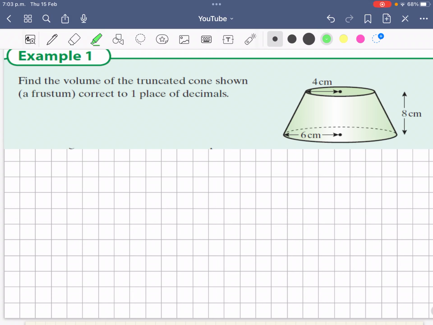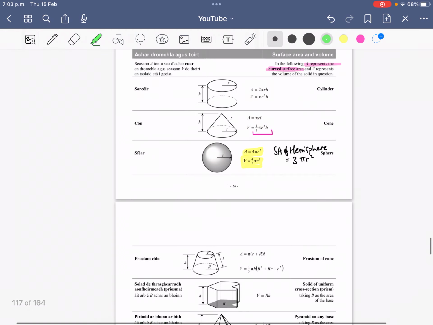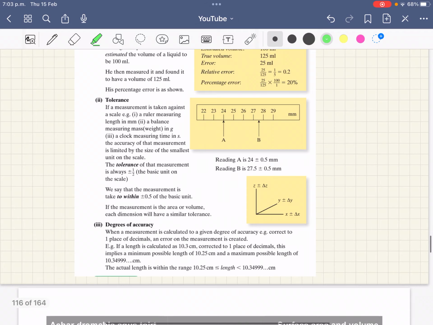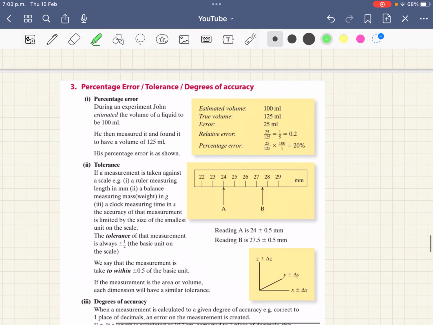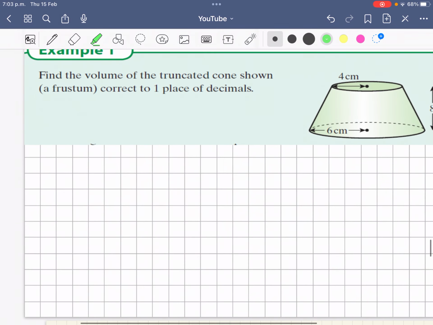Now we're going to go through the examples relating to section 6.3, 3D objects, and we're going to be calculating the volume and surface area and all that of 3D objects. In the last video I explained the tolerance, degree of accuracy, percentage error, so now we're just going to do examples relating to that. So find the volume of this truncated cone correct to one decimal place.